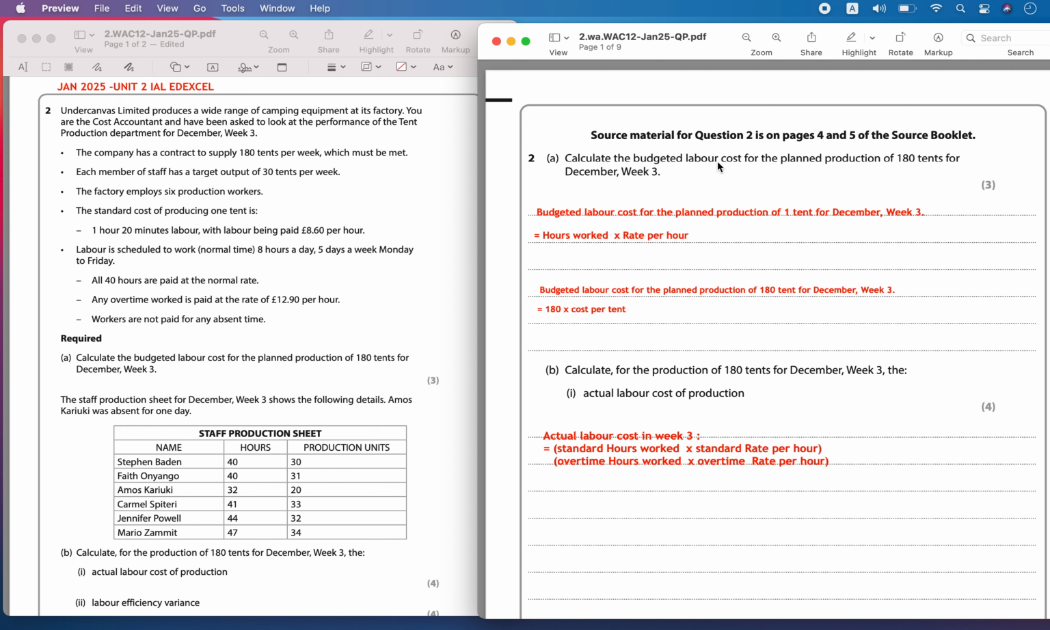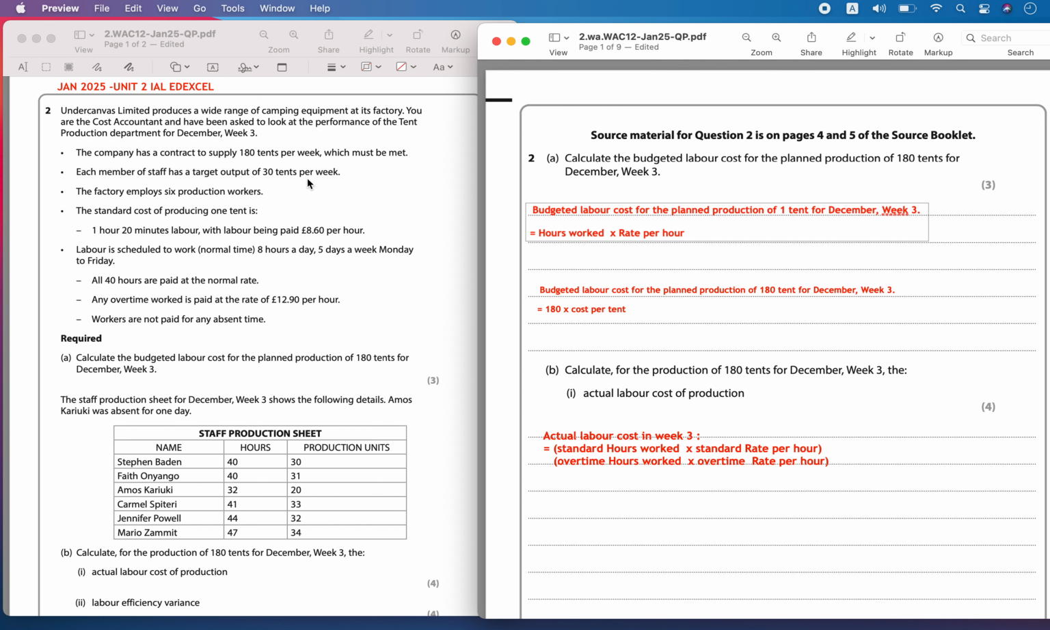Your first question is to calculate the budgeted labor cost for the planned production of 180 tents for December week 3. For the budgeted labor cost, as for any cost, it is going to be the quantity times the rate. That's a basic formula. The budgeted labor cost is calculated based on how many hours they have worked for production and the rate at which they are being paid. This is how you will calculate.